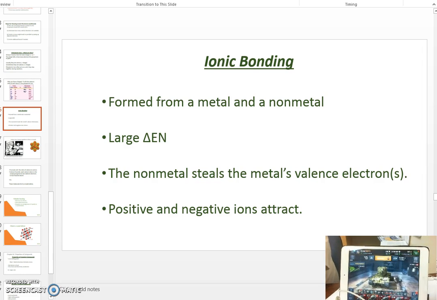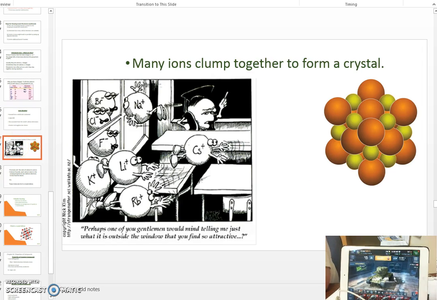So anyways, ionic bonding is typically formed from a metal and a non-metal. You have a very large electronegativity difference. If you think about that triangle EN, that's electronegativity difference. And the idea is simple. The non-metal steals the metal's valence electrons. And this is where you end up getting the metal being positive, the non-metal being negative. So the positive and negative ions actually attract each other. Can you imagine that? So when we look at it, many ions clump together to form a crystal.